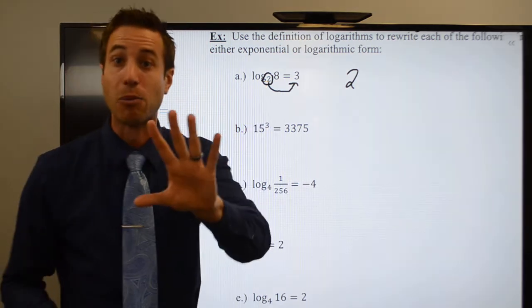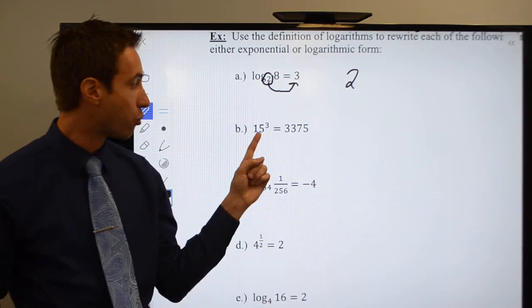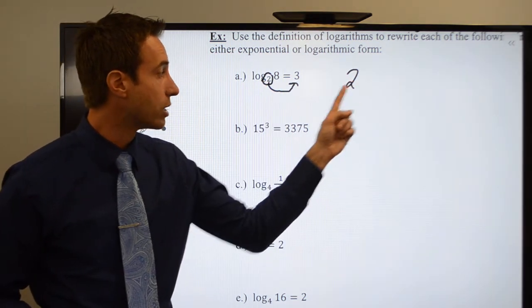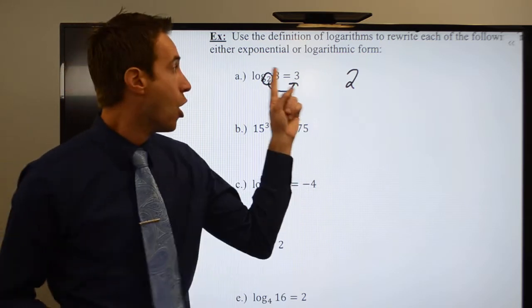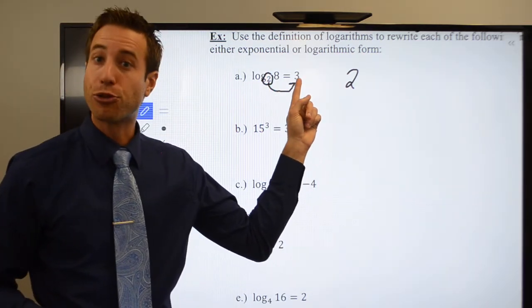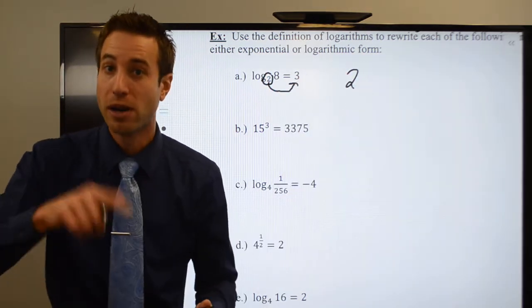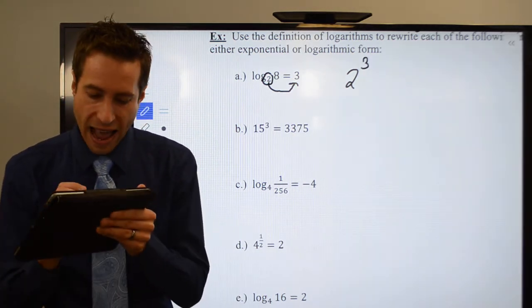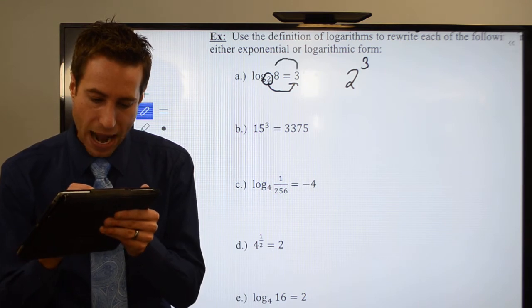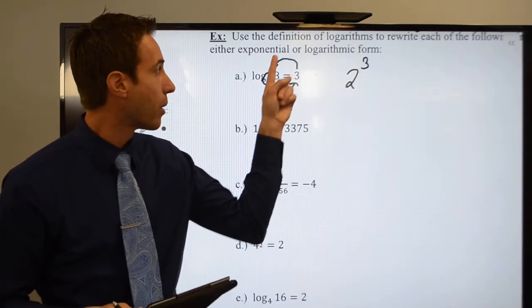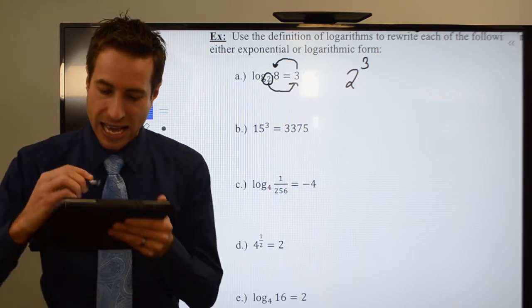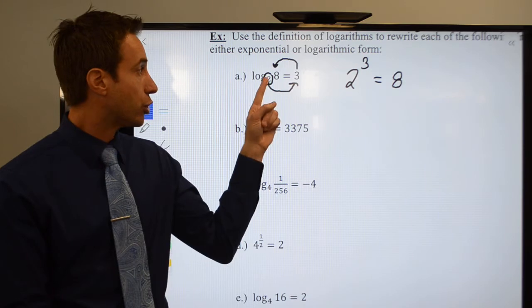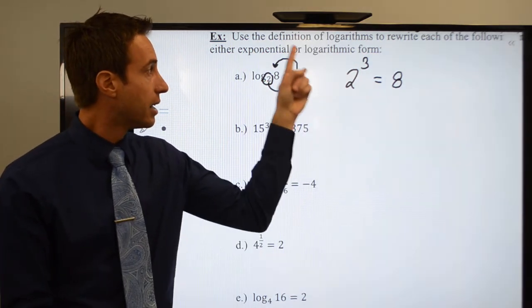That 2, because I'm writing an exponential, remember, I'm writing something that now looks like an exponential. So the base of the logarithm is now going to be the base of my exponential. I work my way around the equal sign. The 3 is now going to be the power that 2 gets raised to. So 2 to the 3rd. And then I keep working my way around the equal sign back to the 8, and it's going to be equal to 8. So 2 to the 3rd power is equal to 8.